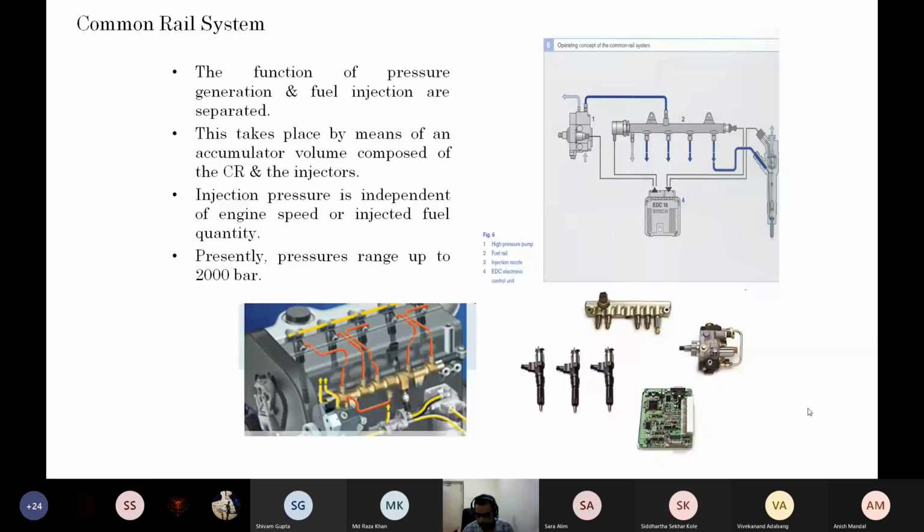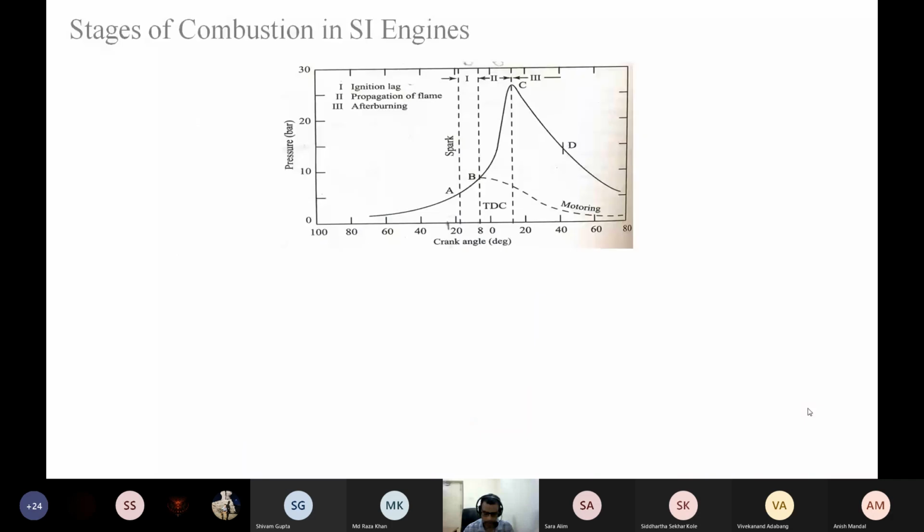Obviously, we are not going to discuss in too much detail, but I will try to give overview information, because it's not possible to cover all the combustion part in half of a class. However, I will try to give you the overview of the combustion from SI and CI engine and some important parts that are really very important at your level.